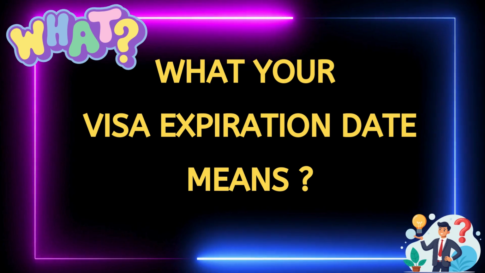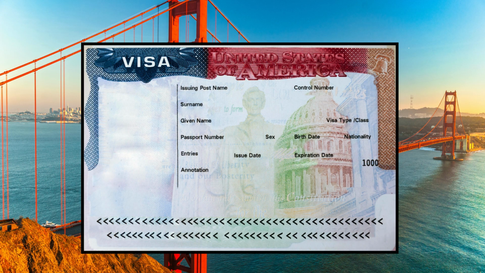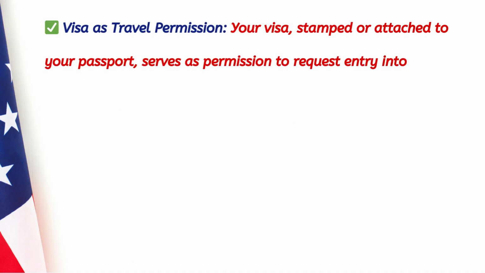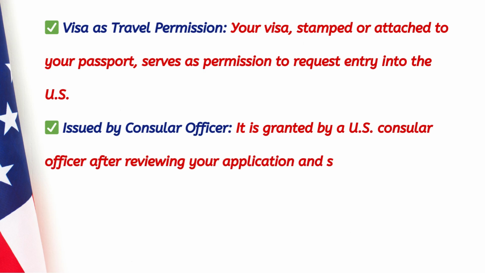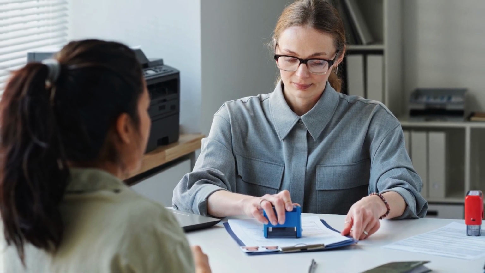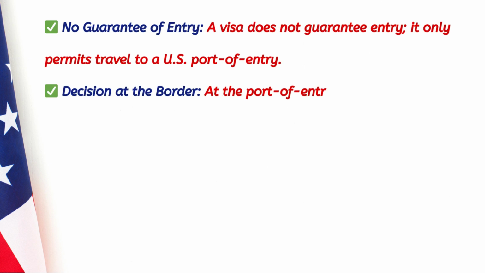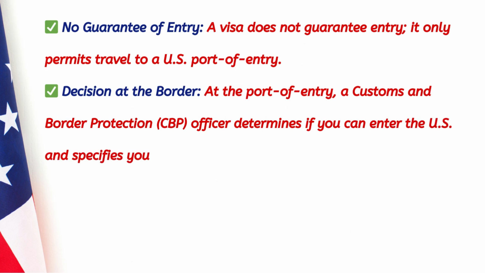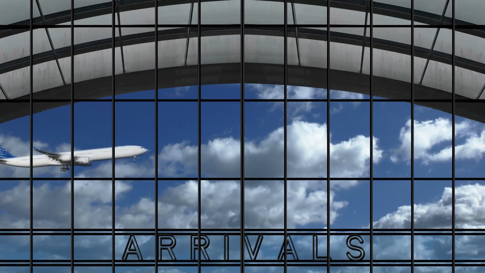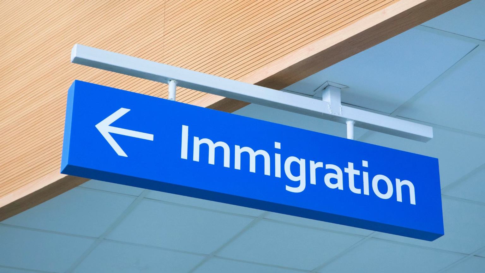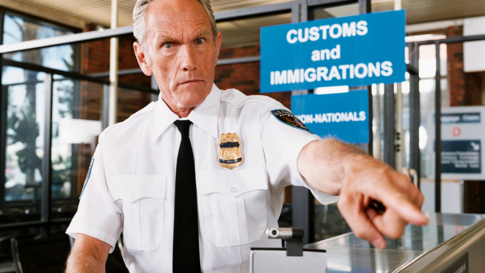Now, what does your visa expiration date mean? Your visa, which is stamped or attached to your passport, acts as permission to request entry into the United States. It's issued by a US consular officer after reviewing your application, and it specifies the purpose of your visit. However, a visa does not guarantee entry. It simply allows you to travel to a US port of entry, such as an airport, seaport, or land border crossing, where a Customs and Border Protection officer will decide if you can enter and for how long.